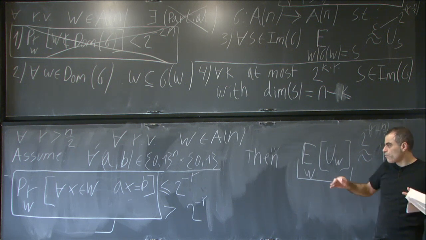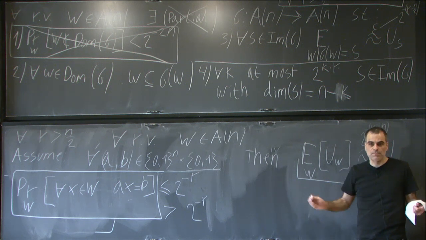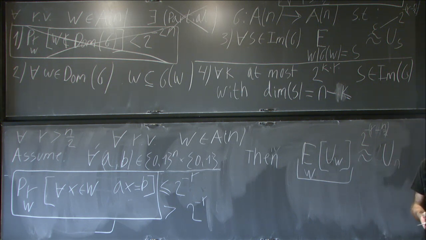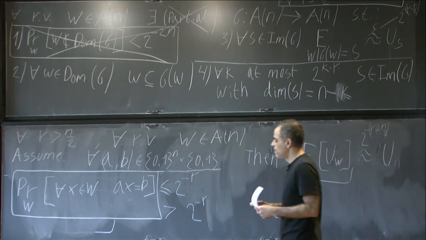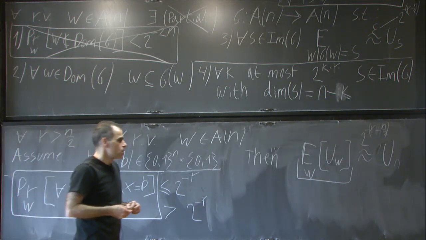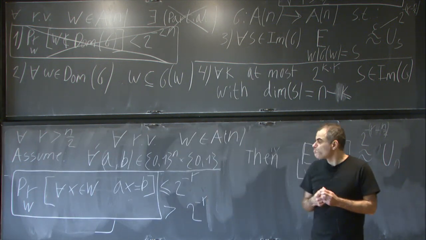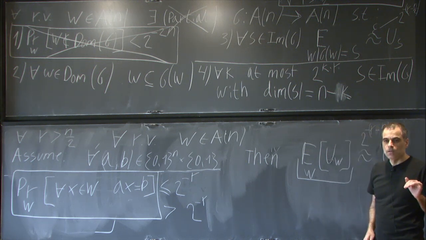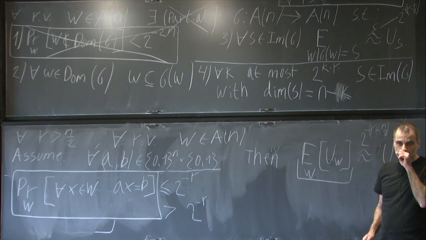So this is, of course, without the details, but, sorry? You find all the W's for which the whole W is consistent with this equation. There is good probability for those W's. Why don't we just... Need it to be uniform.